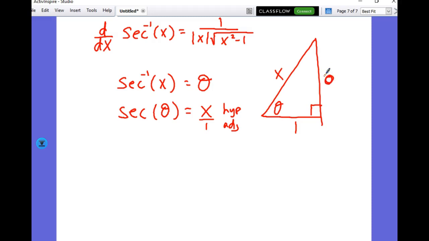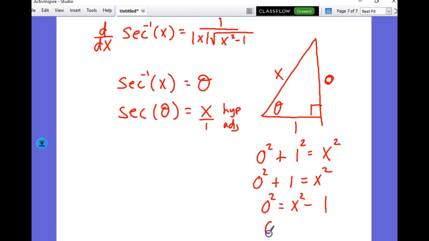I'll put O for opposite there. So it's leg squared plus leg squared is equal to hypotenuse squared. O squared plus 1 is equal to x squared, minus the 1 on both sides. You get x squared minus 1, and take the square root, and you find out that the opposite side is the square root of x squared minus 1. And that will come in handy later on in our proof. Now we're ready to go ahead and begin.